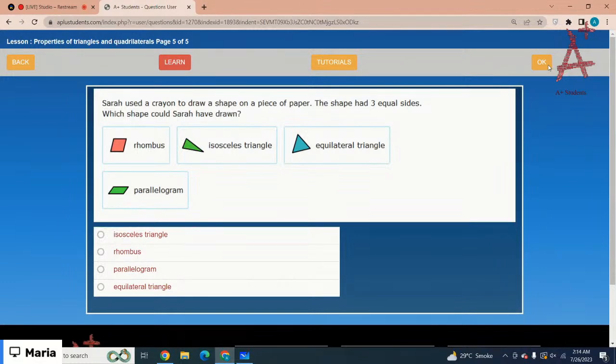Sarah used a crayon to draw a shape on the paper. The shape has three equal angles. Which shape could Sarah have drawn? Okay, three-sided shape it is, and all three angles are equal. So, which is the correct option? You have four options given. That means that would be three. Just two of the options have three sides. So, which is the correct option?